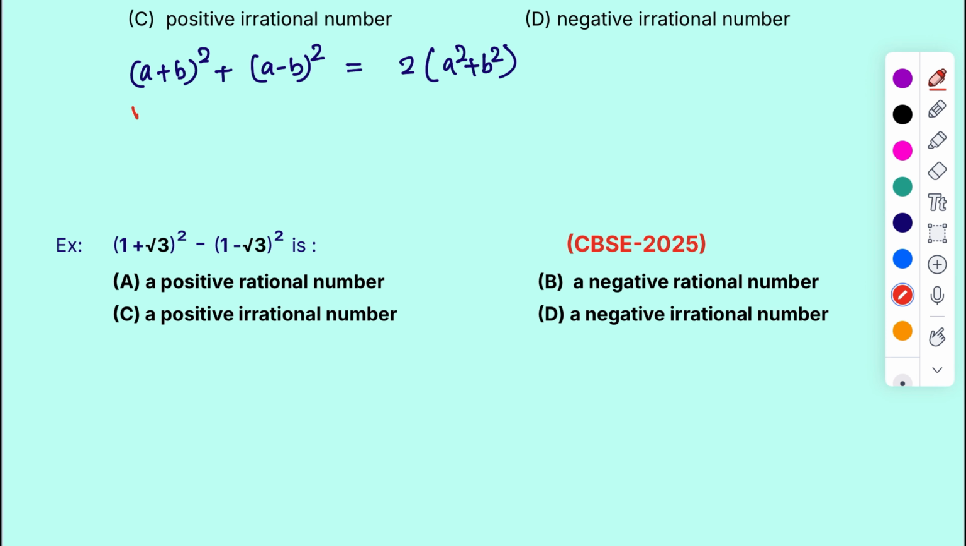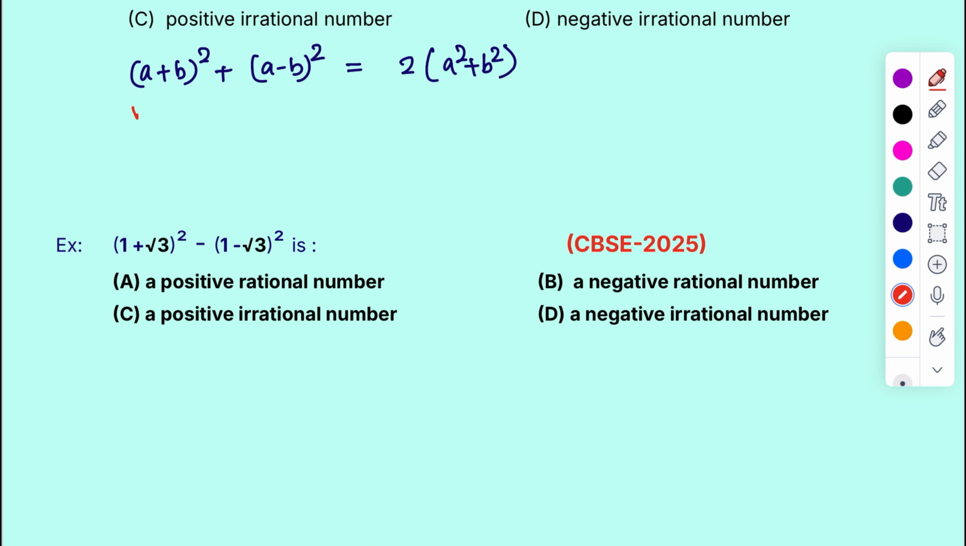Also, if you open these brackets, we will get root 3 plus 2 whole square as 3 plus 4 plus 2 times 2 into root 3, that is 4 root 3, plus 3 plus 4 minus 4 root 3, that is equal to 14 also. In this way also you can get it.